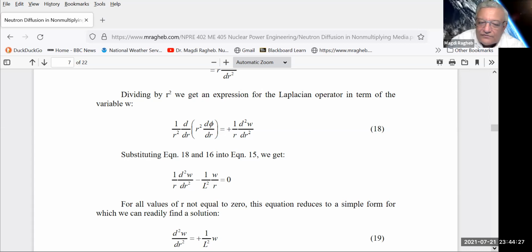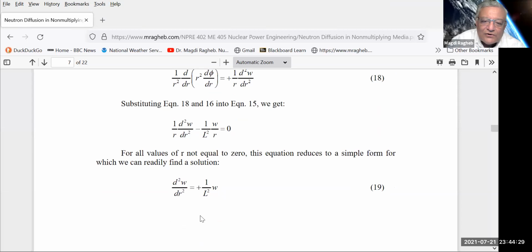And we end up with d squared w by dr squared is equal to plus 1 over L squared w. Okay, well, this looks very much like m x double dot is equal to plus omega squared x. So plus here means that we have to adopt the exponential growth and decay equation, not the sinusoidal, not the harmonic solution, that's cosine plus sine. So what is w as a function of r in that case?